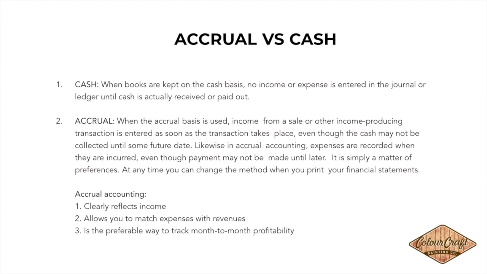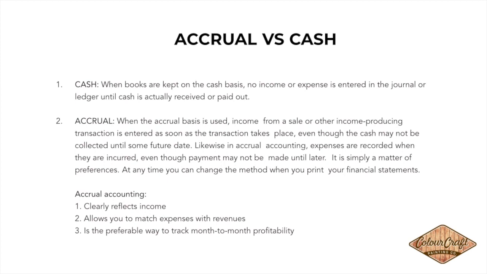What is more common is accrual. I'll just read it. When the accrual basis is used, income from a sale or other income-producing asset or transaction is entered as soon as the transaction takes place, even though the cash may not be collected until a future date. So kind of like the example I just used. In accrual accounting, expenses are recorded when they are incurred, even though payment may not be made until a later date. It's simply a matter of preference. At any time, you can change the method when you print your financial statements. Like I said, I like the cash basis.